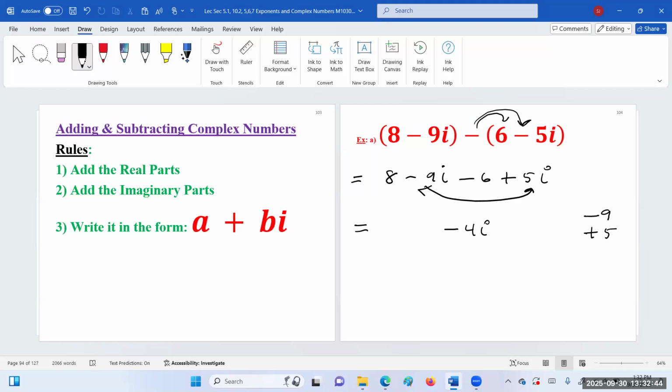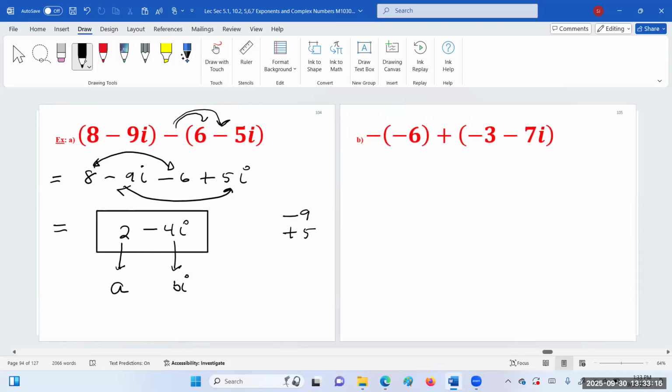Anything else like terms? 8 minus 6. What do you get from 8 minus 6? 2. Is our format correct? The real number first and the imaginary number? Let me see it done. So this is the real number denoted by a, and this is the imaginary number denoted by bi. So a and b, they are real, only i is the imaginary number.